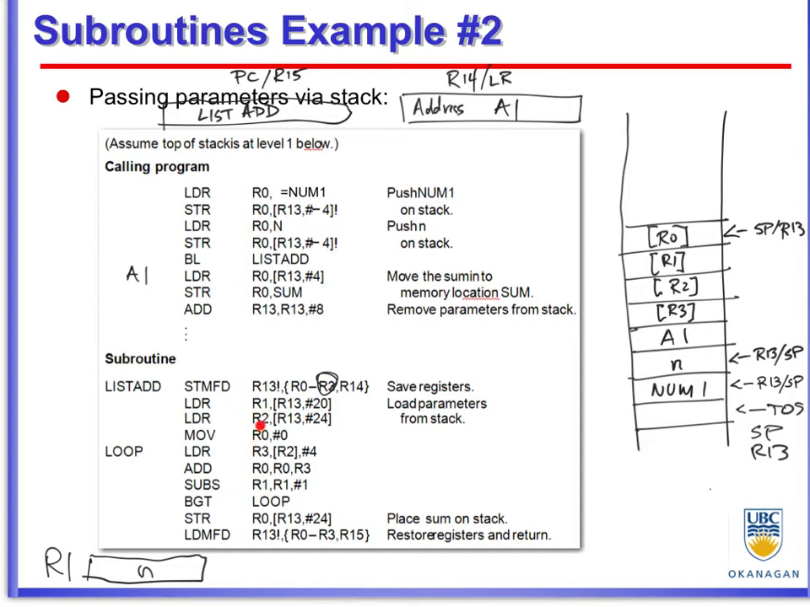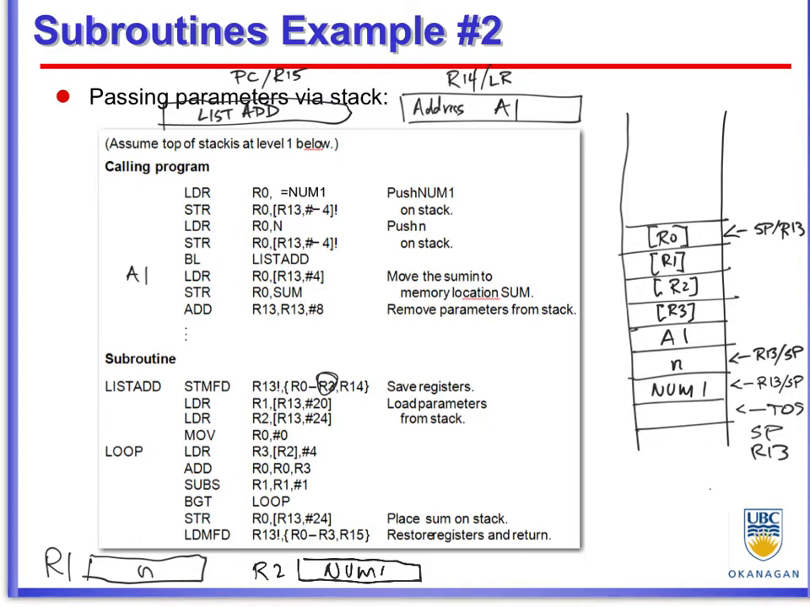Then we're going to load register R2 with the effective address of what's in R13 plus 24. 24 divided by 4 is 6, so R13 still is pointing here. 1, 2, 3, 4, 5, 6. So we're going to take this address and load it into register R2. Again, no write back, so R13 is still pointing at the top of the stack. So that address, num1, is now in register R2.